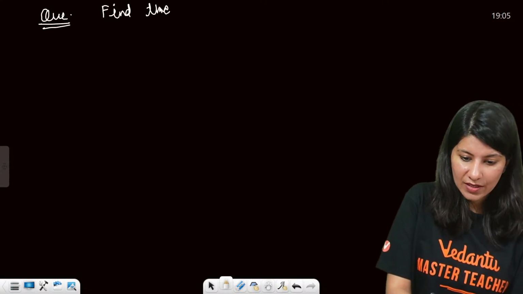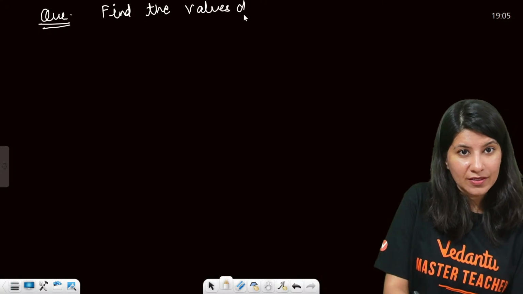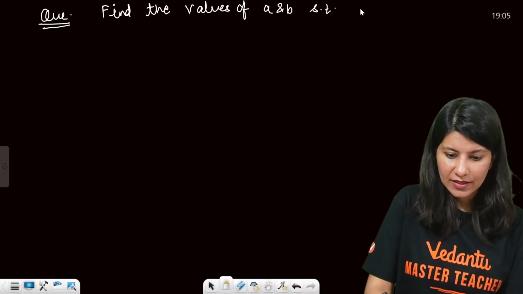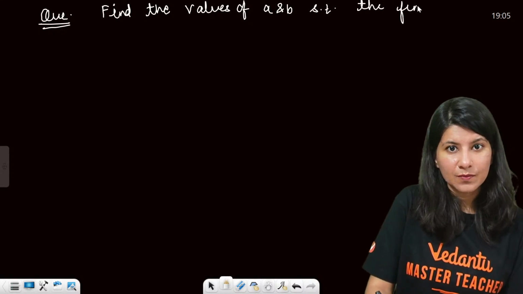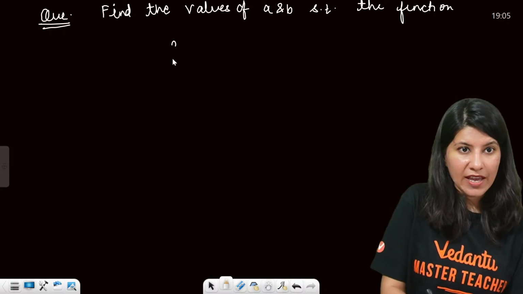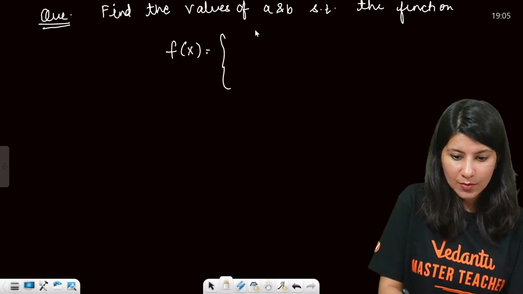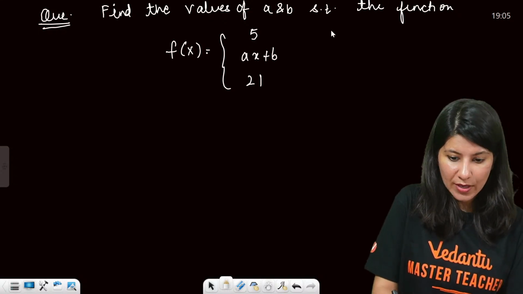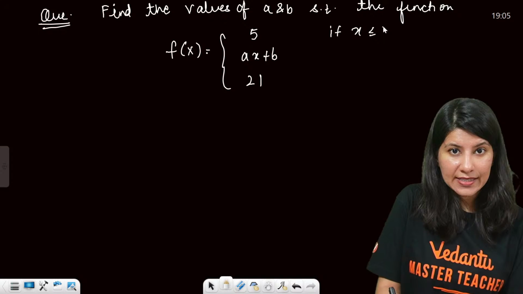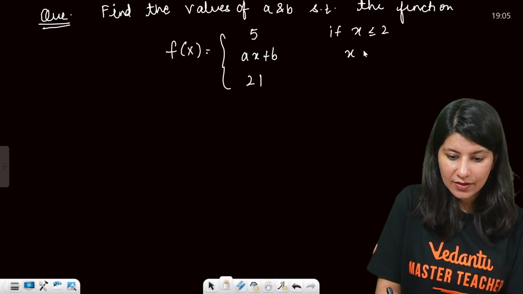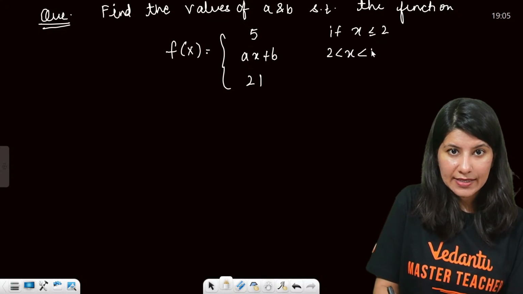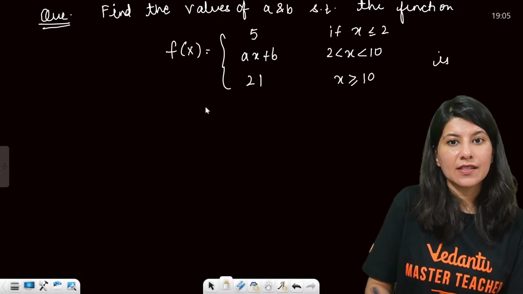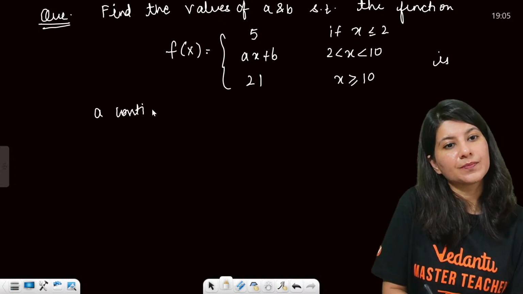Find the values of a and b such that the function f(x) defined by 5, ax plus b, 21, if x is less than or equal to 2, if x is greater than 2 and less than 10, if x is greater than or equal to 10, is a continuous function.